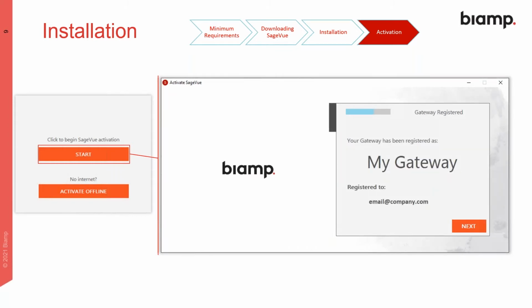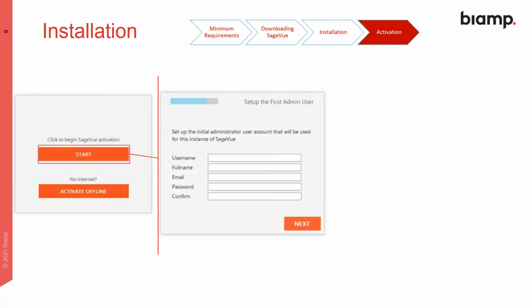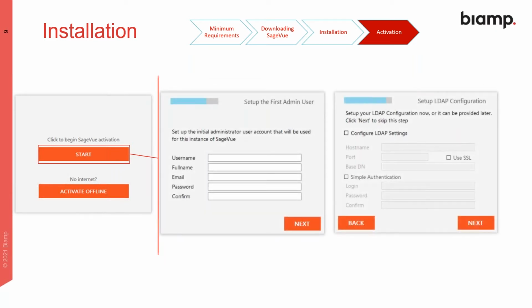Once you give that a name, the activation process is going to confirm that account's registered to this instance of SageVue. And we need to create a way to access SageVue via that web browser in the first place. So really one of the last steps here in the activation process is going to be able to create that first admin username and password. So you're going to put all these details in here. Make sure to note that because you'll need that for first login.